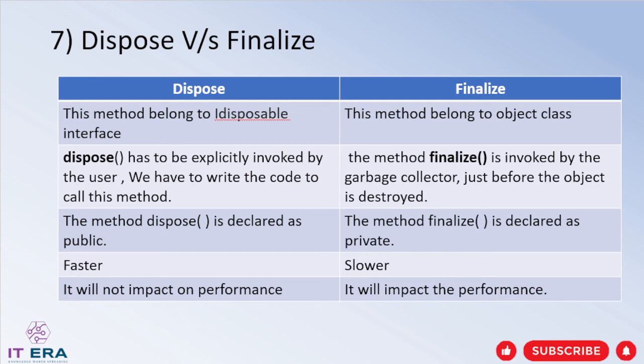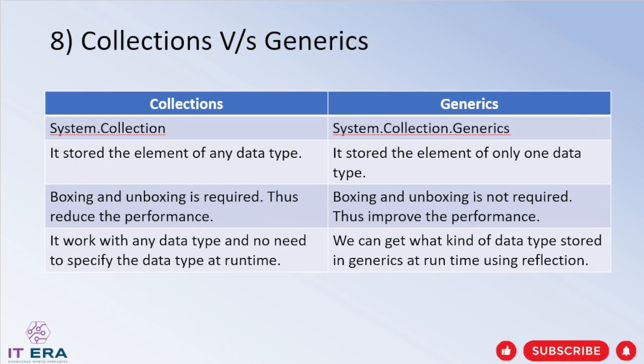Okay. Now coming to the last differences of this session, collection versus generics. Collection belongs to the System.Collections namespace, whereas generics belong to the System.Collections.Generic namespace. Collection can store elements of any data type, but generics store elements of only one data type. In collection, boxing and unboxing is required, thus reducing the performance. Whereas in generics, boxing and unboxing is not required, thus improving the performance.